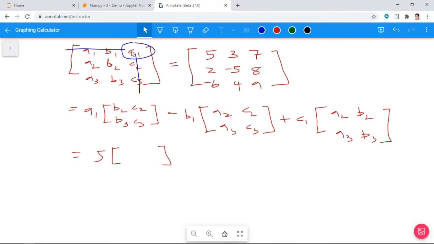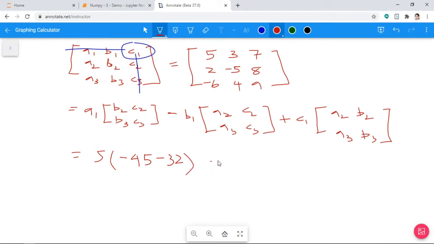assign reference points. So this one, B2 times C3. This one is negative 5 times 9, which is negative 45. Minus 8 times 4, this one is 32.